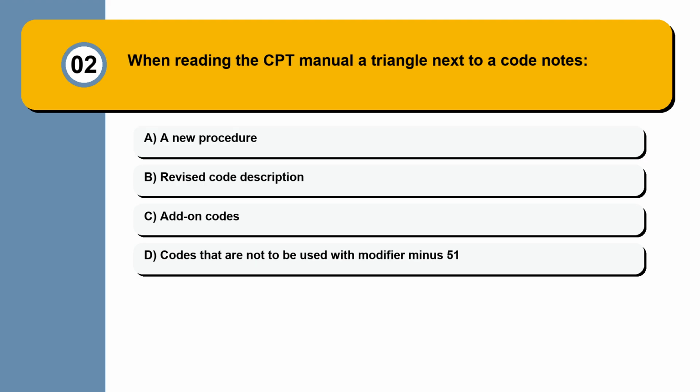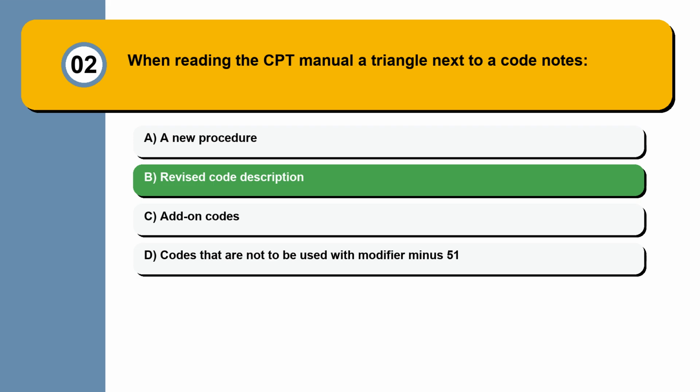Question 2. When reading the CPT manual, a triangle next to a code notes. Here are your options. Option A, a new procedure. Option B, revised code description. Option C, add-on codes. Option D, codes that are not to be used with modifier -51. The correct answer is option B, revised code description.